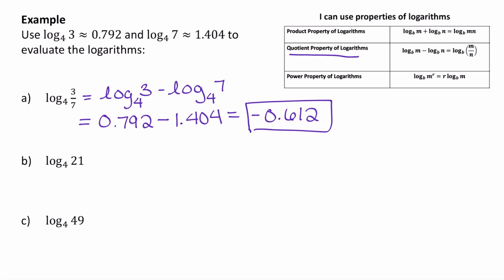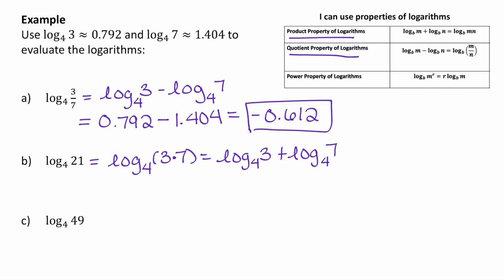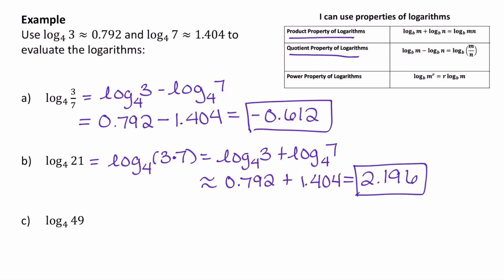Well, if we think about this, remember that 21 is basically 3 times 7, right? So I can now use the product property. So I can rewrite this as the log base 4 of 3 plus the log base 4 of 7. So I can substitute in these values that I have. So this is going to be approximately equal to 0.792 plus 1.404. So when I add those two numbers together using my calculator, I get 2.196. And that is my answer.